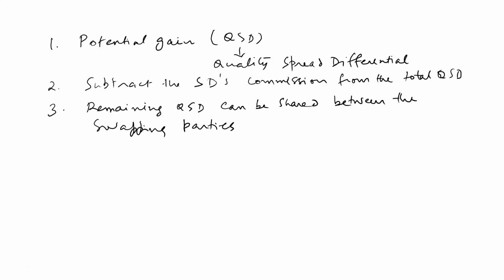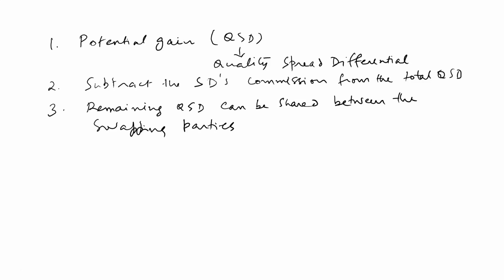Now, you may ask how the remaining QSD is going to be shared between the swapping parties. What is the formula to share? How much benefit should each party get? Unfortunately, folks, at this stage, there is no real mantra or formula which will help us to decide how much gain to offer to each party. The distribution of the remaining QSD is going to be decided through negotiations. Both parties are going to sit at a negotiating table, and then they are going to strike a deal about how much benefit each party is going to be entitled to.